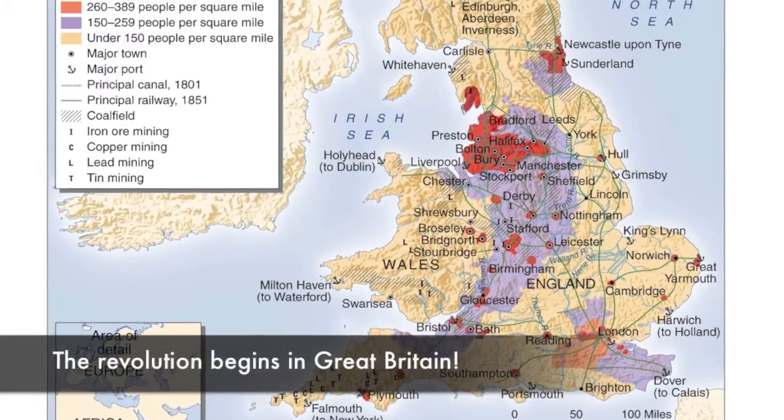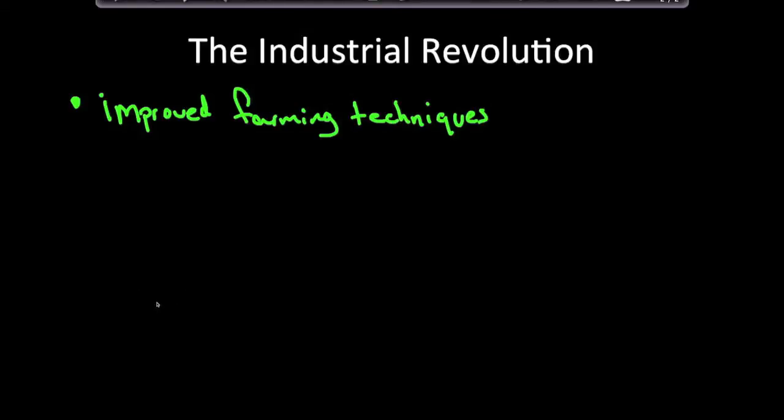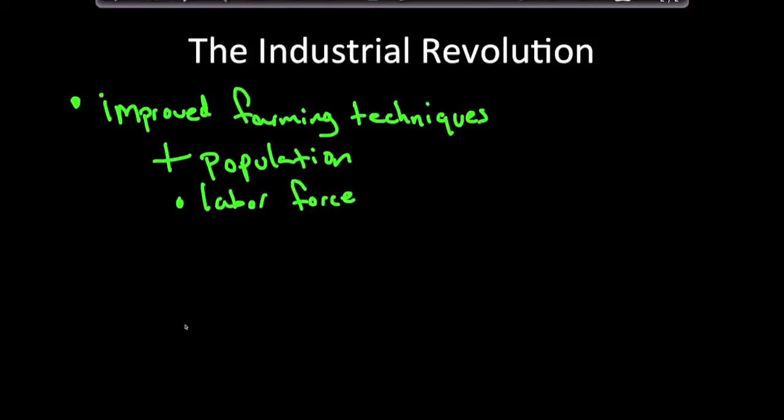Alright, now I want to talk about why did the Industrial Revolution begin in Great Britain? And there are a lot of reasons it began in Great Britain, and we're just going to go over a few of them, as well as just why did the Industrial Revolution begin in the first place. So one reason was improved farming techniques. And these improved farming techniques led to an increase in population. So an increase in population. Well, with that increase in population, we had the labor force that was going to be required for the Industrial Revolution. We had workers ready to go to work in factories, so the labor force was ready.